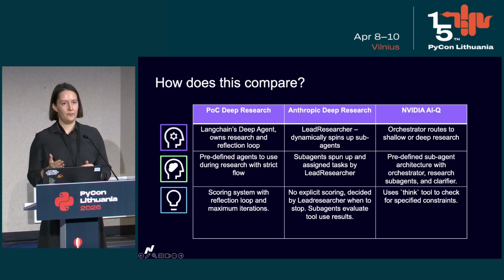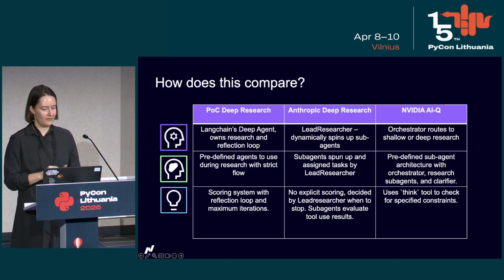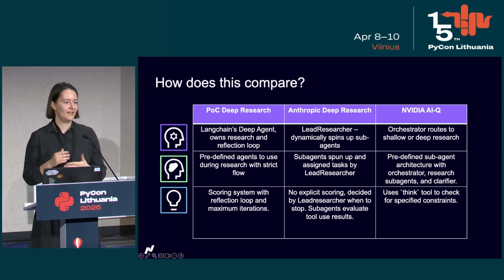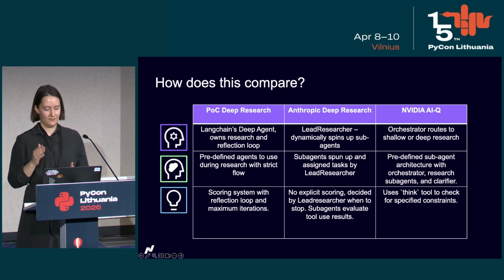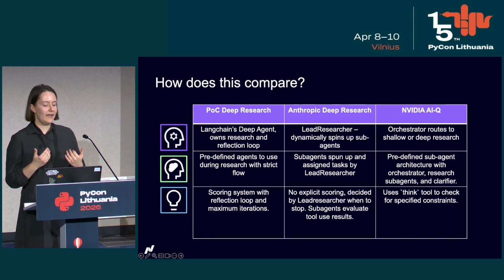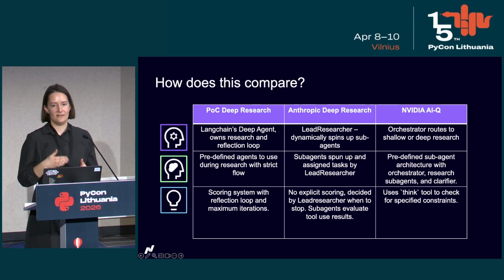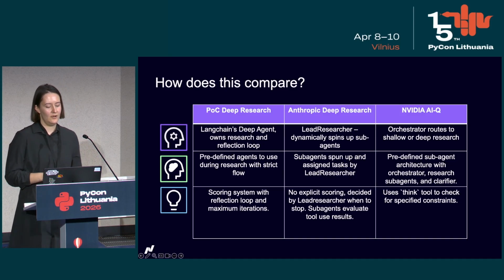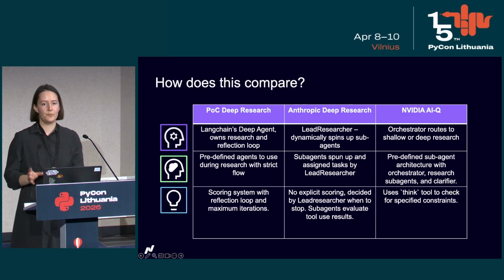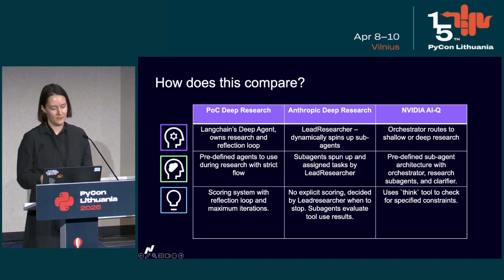So from what I gathered, I used LangChain's deep agent, with one orchestrator, and that's usually the case in Anthropic as well, and NVIDIA. I personally predefined agents and their tasks to do, and I followed a very strict flow. Okay, you do the research, you draft the report, you reflect on it, you either iterate again or you export it.